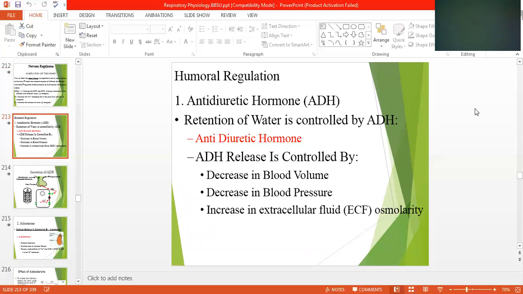Then we talked about the hormonal regulation. Antidiuretic hormone has a role, and this role depends on your body condition. If there is a decrease in blood pressure, then ADH comes into action, retains water and sodium, and increases the volume of the blood. If there is a decrease in the blood pressure, then it will retain the water and sodium and increase the blood pressure. If there is an increase in extracellular fluid osmolality, then antidiuretic hormone will decrease its function and cause release of sodium and water.